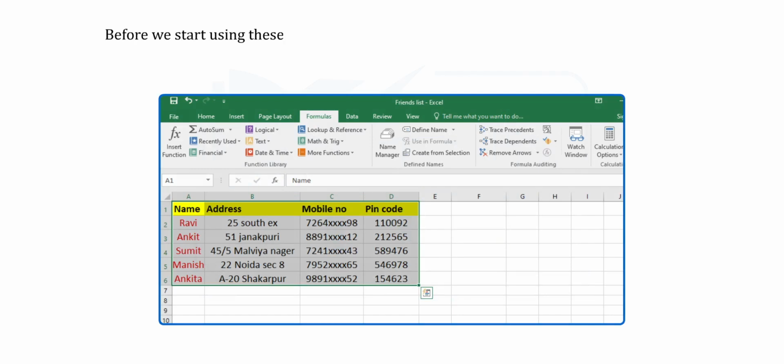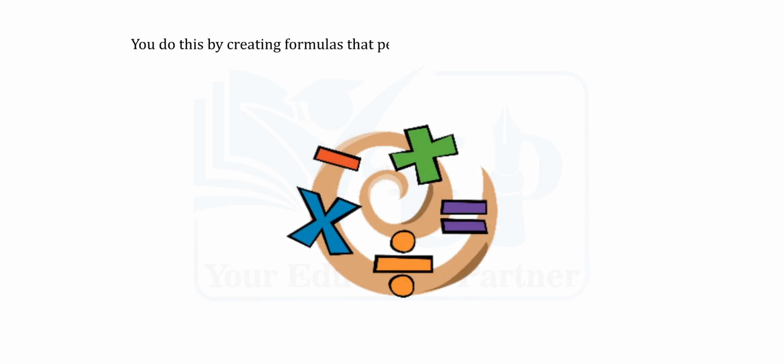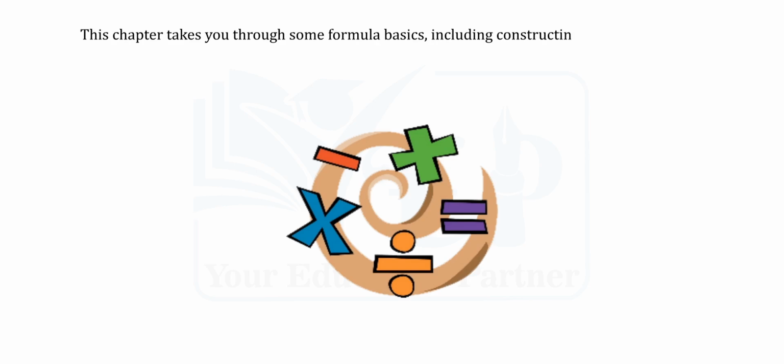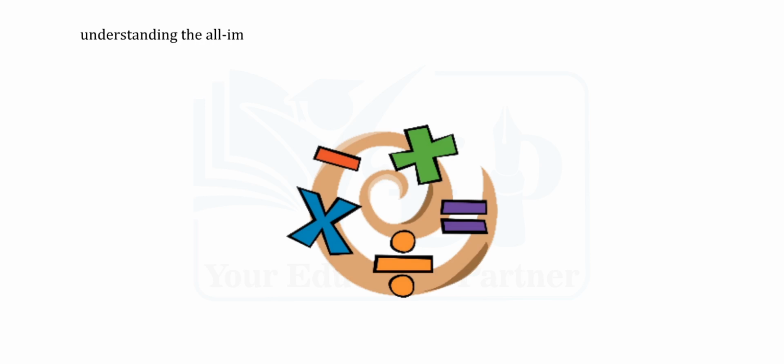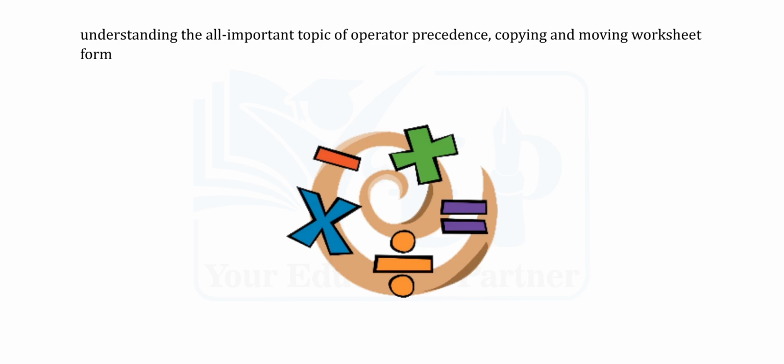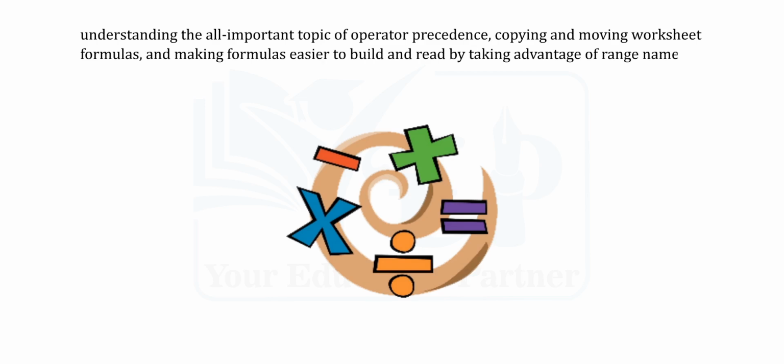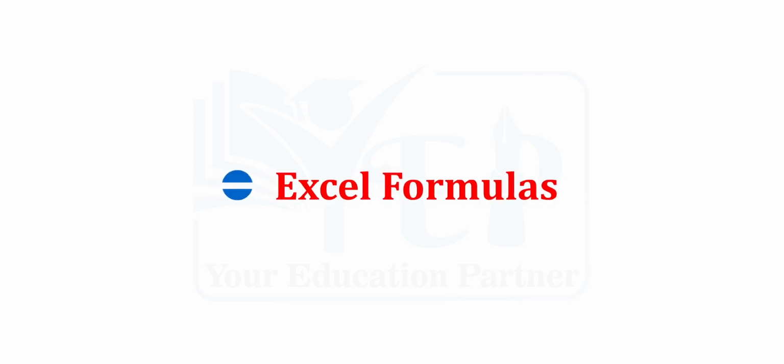Before we start using formulas and functions, let's first understand the difference between them. You can do this by creating formulas that perform calculations and produce results. This chapter takes you through some formula basics, including constructing simple arithmetic and text formulas, understanding the all-important topic of operator precedence, copying and moving worksheet formulas, and making formulas easier to build and read by taking advantage of range names. Okay, now we will talk about Excel formulas.